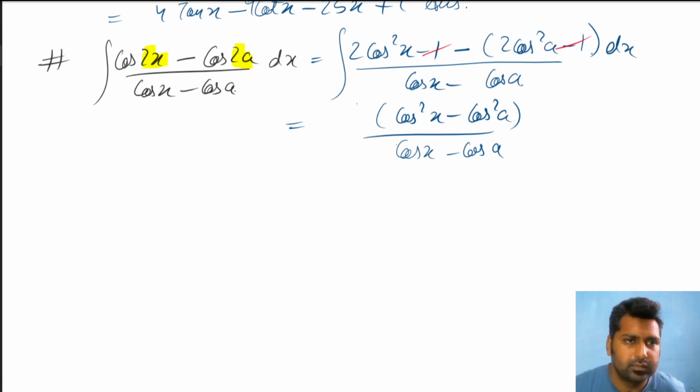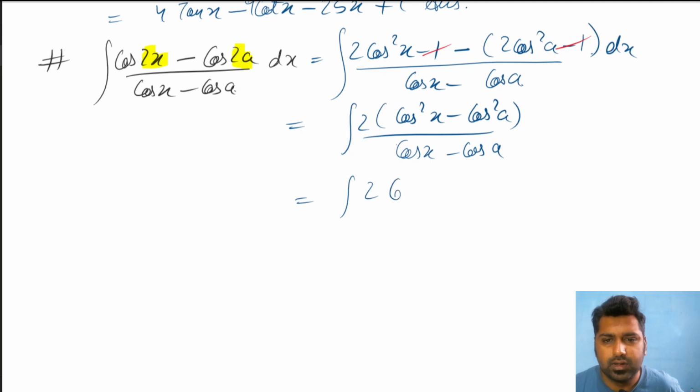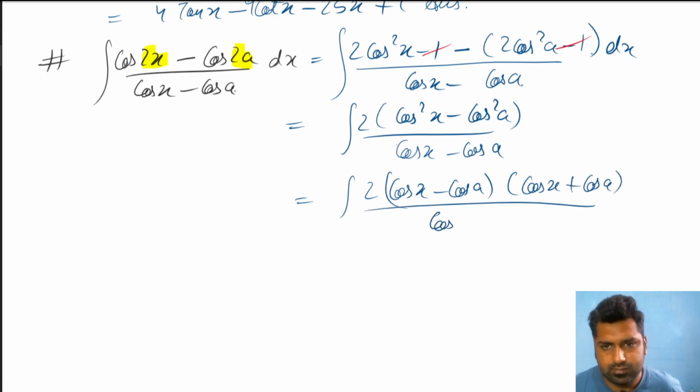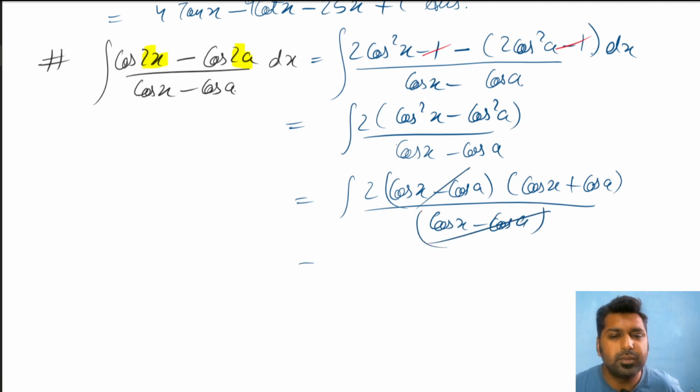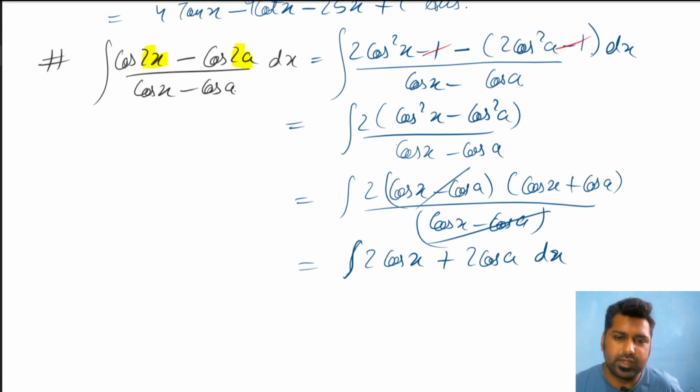Integration. A square minus b square we can apply. Now this is very helpful. Why? Cos x minus cos a, same as the denominator, and cos x plus cos a. The denominator cancels, the main problem of integration is done. So all you have to do is integrate 2 cos x plus 2 cos a dx. So what is the answer?